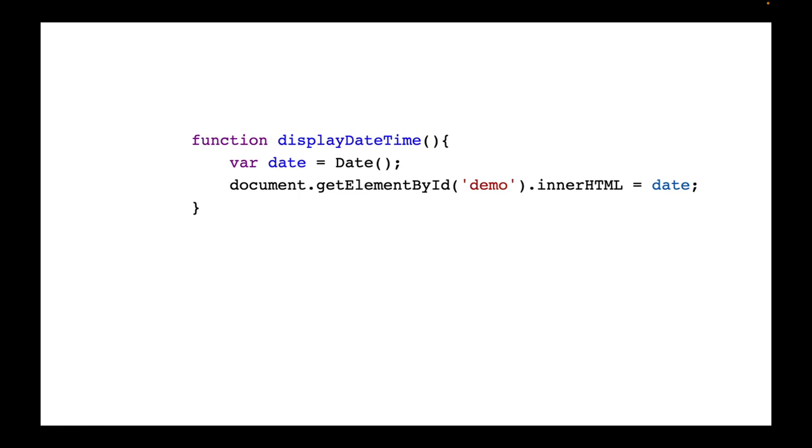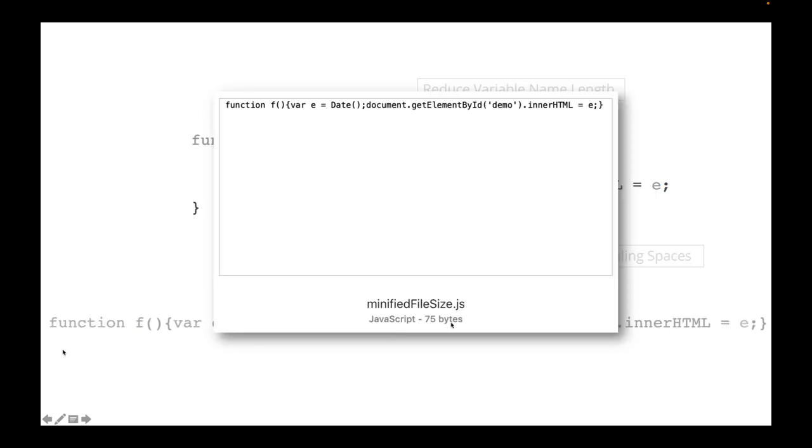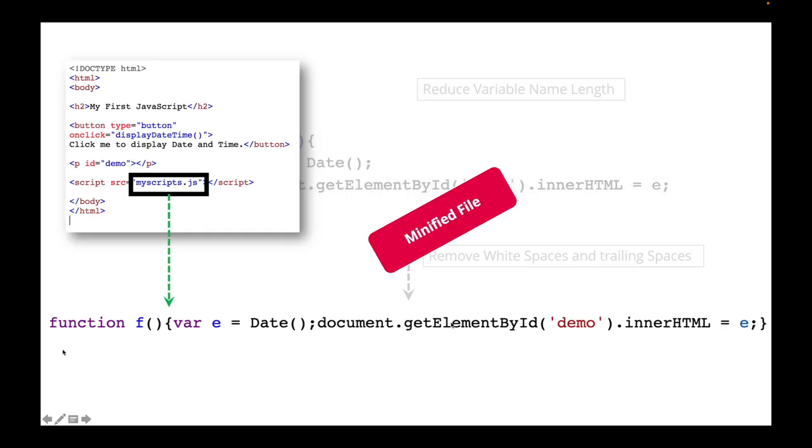What we did during that time is we reduced the variable names, like the function name changed into EF and all single characters, and then removed all the white space and turned it into a single line. And then the file size became 75 bytes. Those days they were called minified files. So all we had was a minified JavaScript file as our production-ready JavaScript.